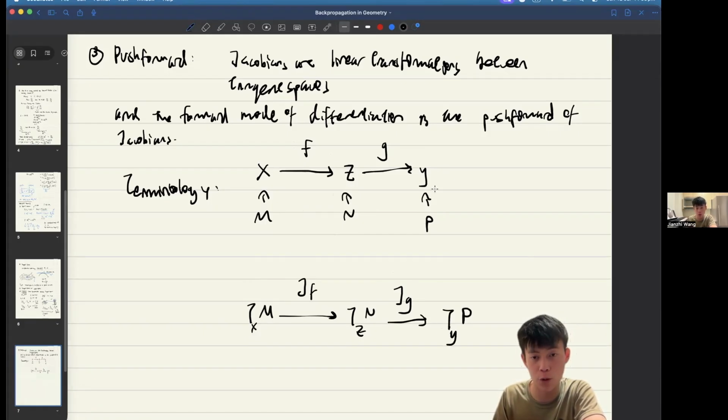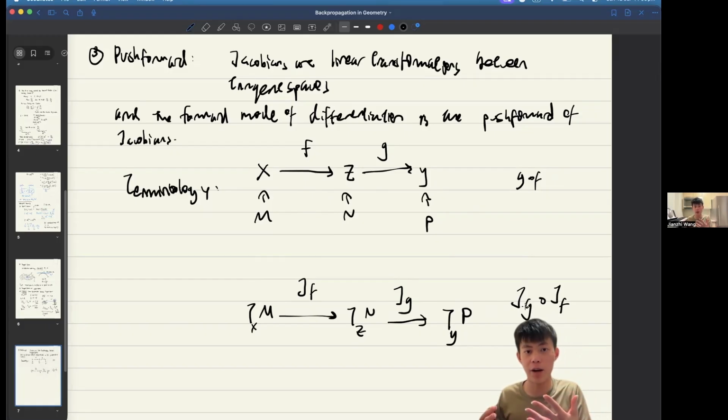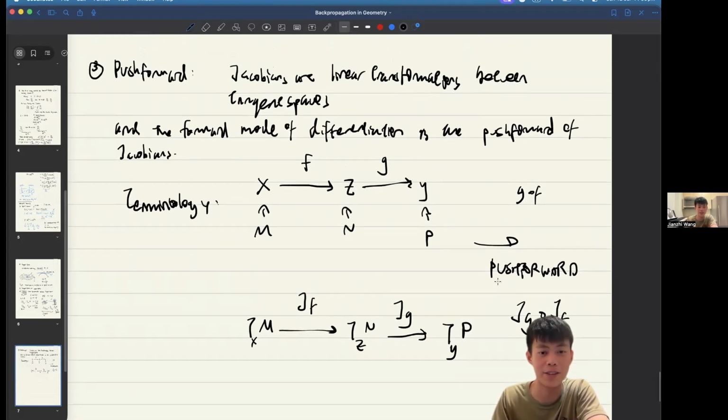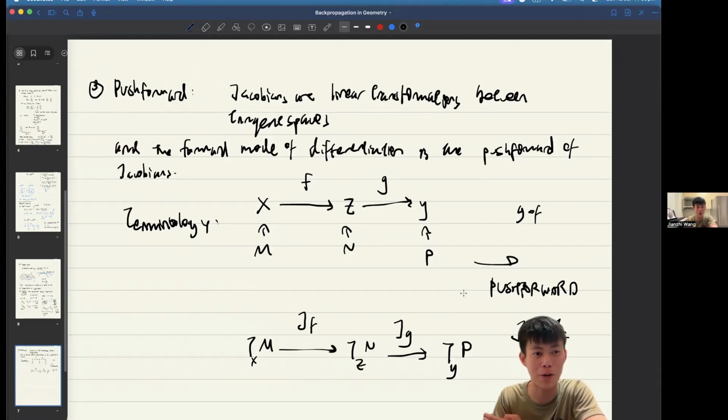In both graphs, we can compose the functions in the direction that the arrows follow, right? So we can compose g with f, we can compose the Jacobian of g with the Jacobian of f, and they are in the same direction, right? So this is exactly a push forward. Later we'll see its counterpart, which is called the pullback. But this is just for remembering, right? This is the push forward because they are in the same direction as the function composition.